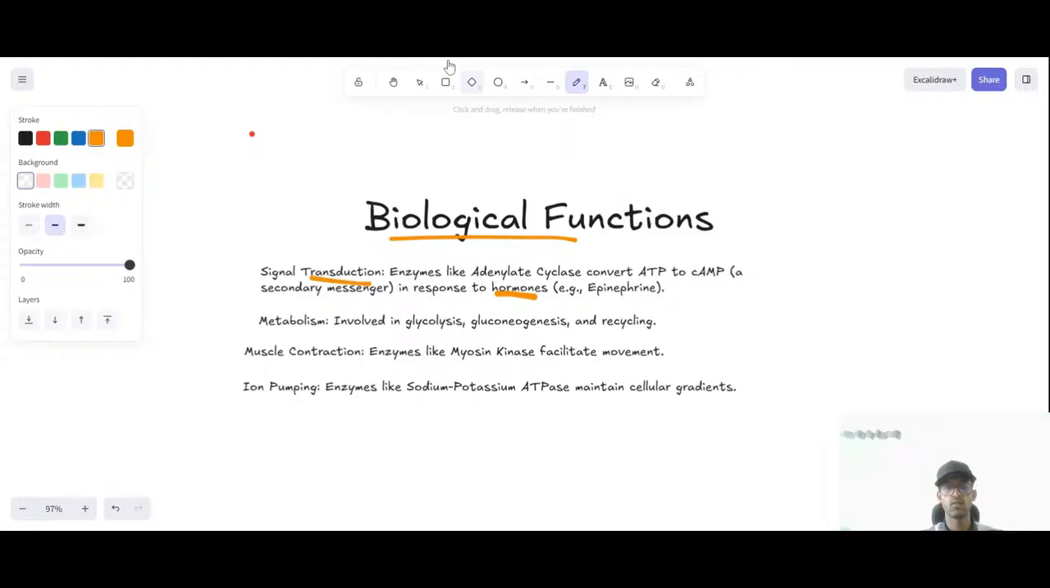I don't think glycogen is... Oh no, this is not glycogen. This is glucagon. Oh damn. This is my error, bro. I made an error.